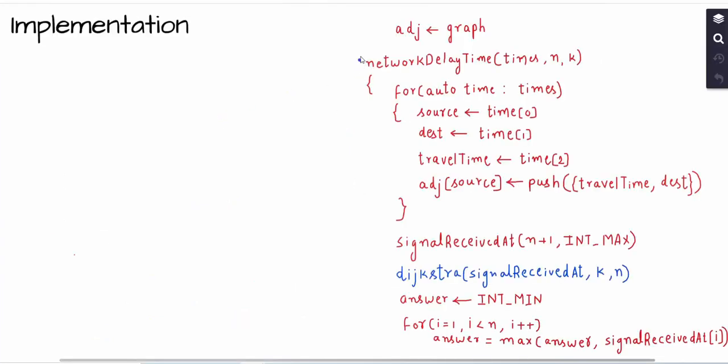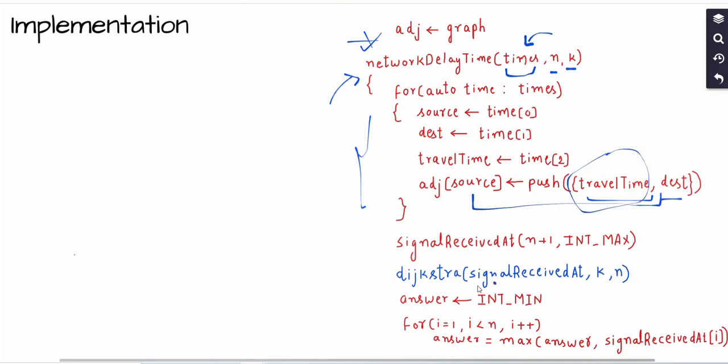So this is the implementation for the given problem. This is my graph, which is represented in the form of an adjacency list, and this is a network delay time function which takes in the times array, the size of the times array or the number of nodes, and the source node. Then I iterate over the times array and prepare my adjacency list here. I push travel time first and then I push my destination. Since this is a directed edge, I'm simply pushing a one-way edge, from source to destination with the travel time. And this is my array which I initialize with a very large number. It will store the minimum time for each node for the signal to arrive.